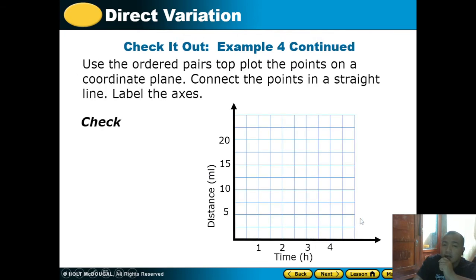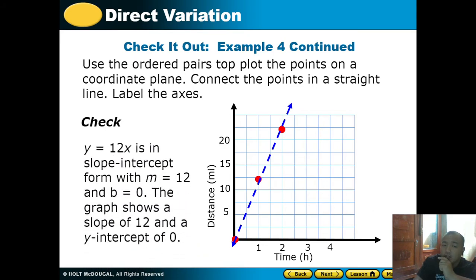Then let's graph it in a Cartesian plane. It passes through the origin. We have (0, 0), (1, 12), and (2, 24). Connecting the points to form a straight line. So the graph passes through the origin. It's a straight line, therefore it's a graph of a direct variation. Y equals 12x in slope-intercept form with m equals 12 and b equals 0. The graph shows a slope of 12 and a y-intercept of 0.